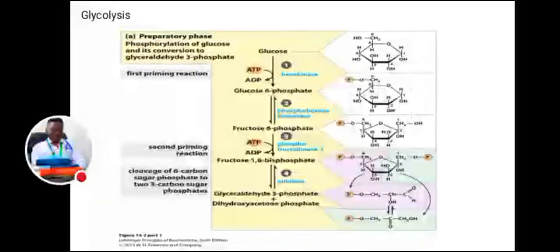Then reaction number 3, we have fructose 6-phosphate plus ATP undergoing a forward reaction, giving us fructose 1,6-bisphosphate. The enzyme that catalyzes it is called phosphofructokinase 1. Now remember, this is the second priming reaction. Then reaction number 4, where fructose 1,6-bisphosphate gives us glyceraldehyde 3-phosphate plus dihydroxyacetone phosphate. The enzyme is called aldolase.